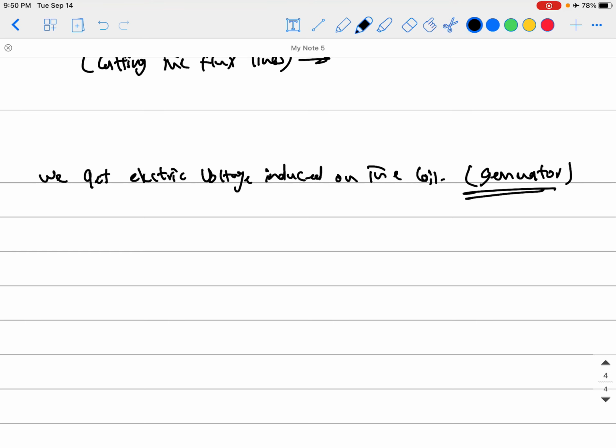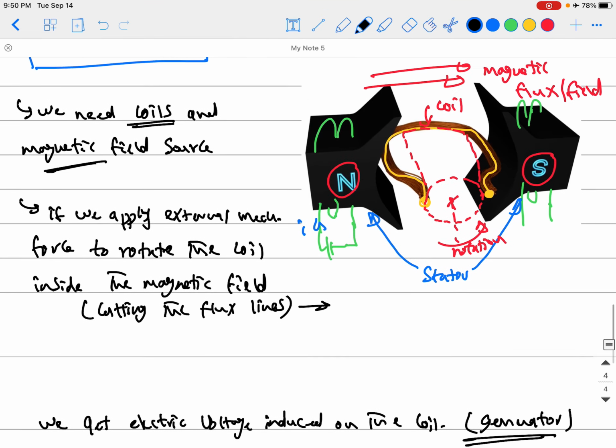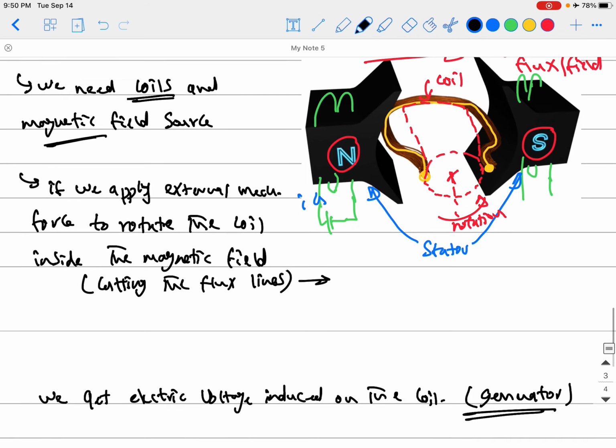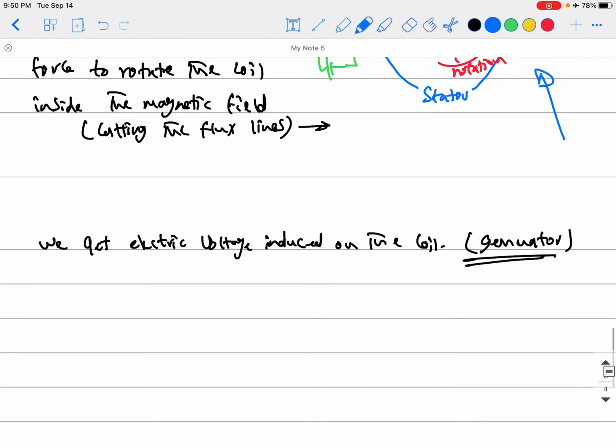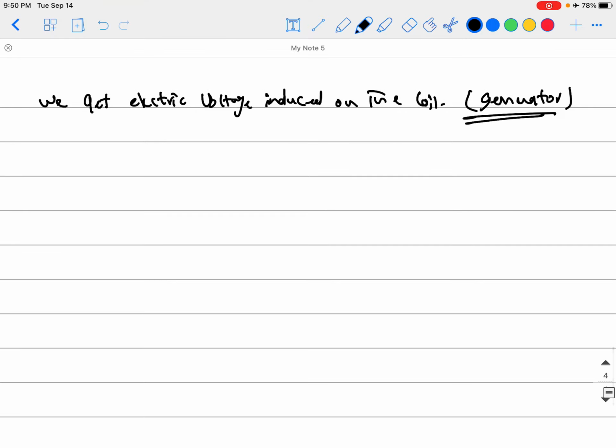Looking at this kind of machine, if I try to look at it from an elevation like this, just to make it simpler for you to see, it will be something like that.